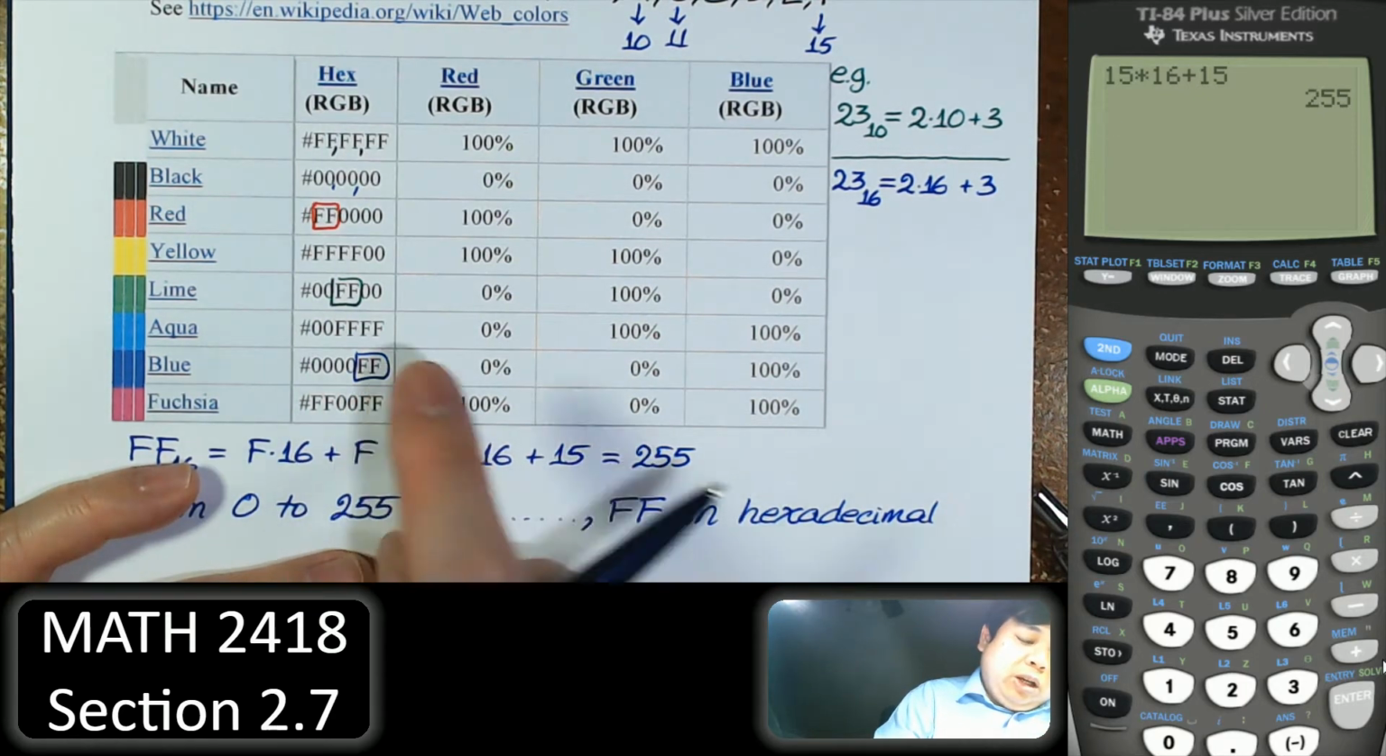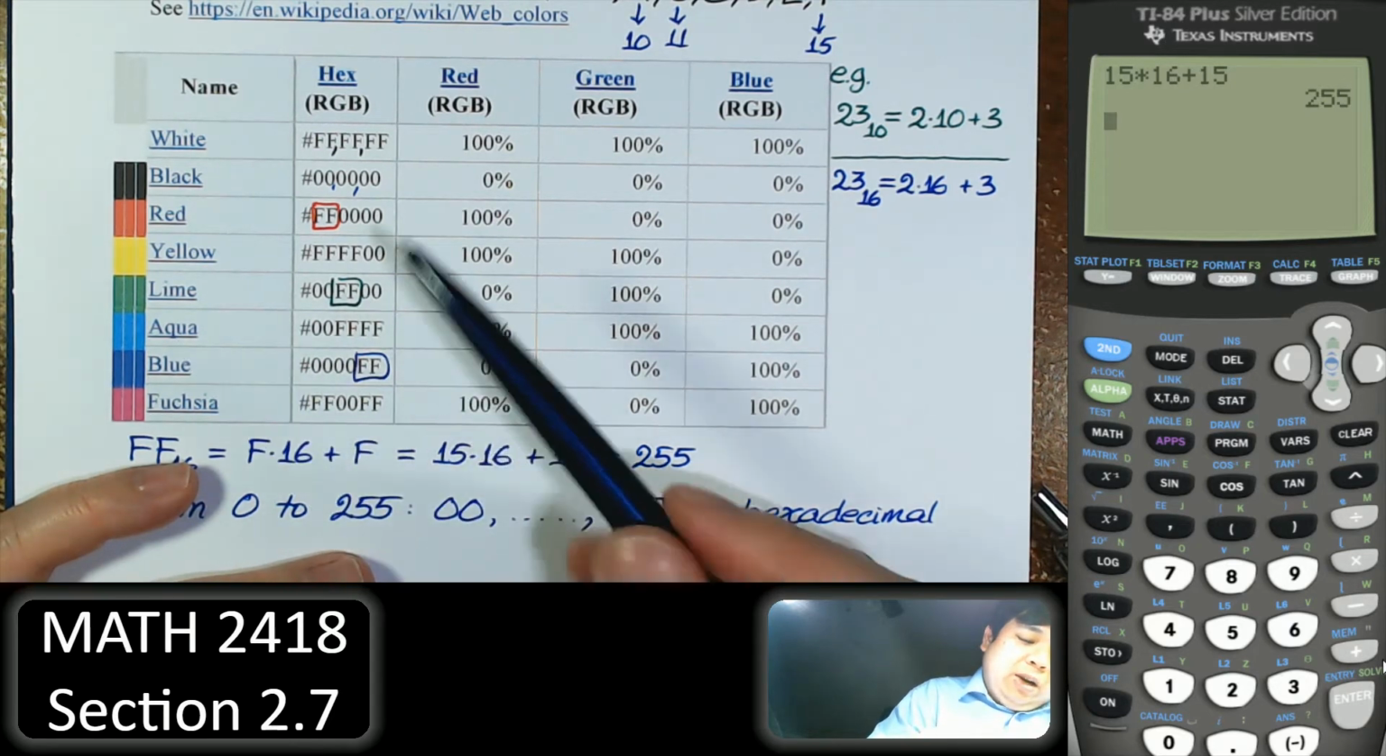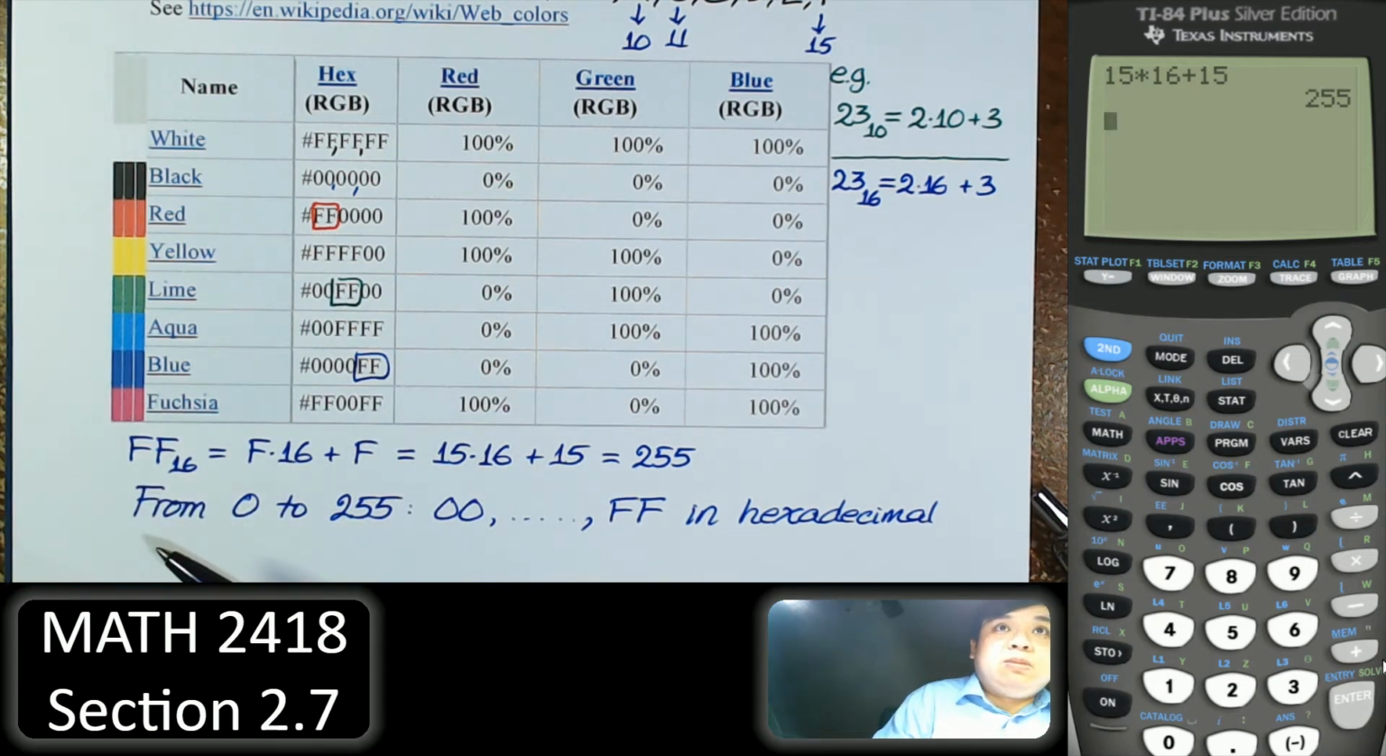Of course, when we combine green and blue, we have this color, and when we combine red and blue, we have this color. Right.